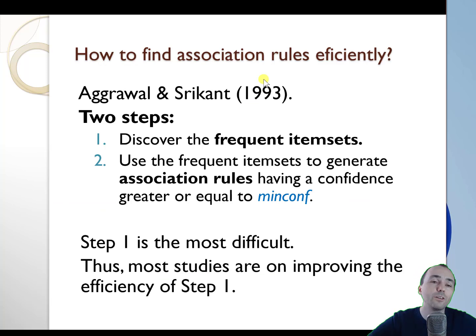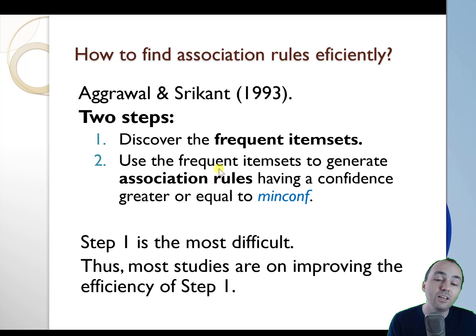So if we want to find the association rules in a good way that is efficient, we will use this observation. So Agrawal and Srikant, they proposed an approach based on this observation. There are 2 steps. First, we will find the frequent item sets using the frequent item set mining algorithms. Maybe you know already. And then from these frequent item sets, we will use them to make the rules.